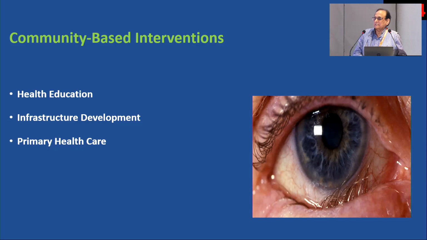So the stress was laid on infrastructure development and health education. That means whatsoever facilities exist, we must strengthen these at the primary level, at the secondary level, as well as at the tertiary level. That was the aim of this NPCB.